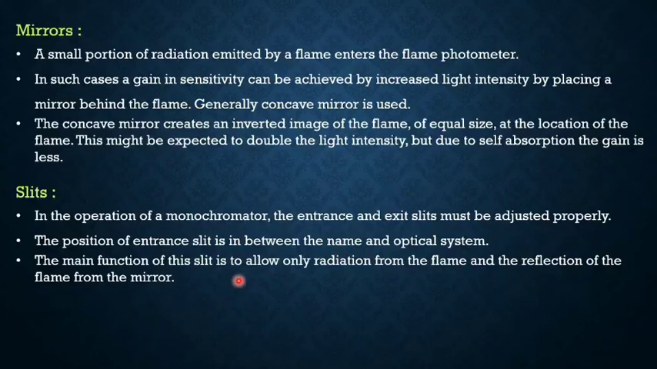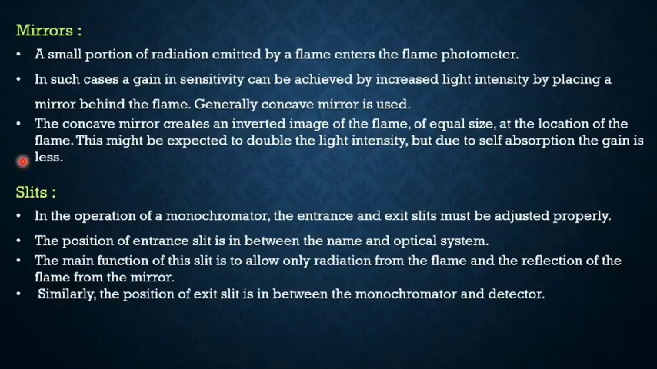The main function of the slit is to allow only radiation from the flame and a reflection of the flame from the mirror. Only the radiation which is coming out from the flame and the reflection which is coming out from the mirror is allowed to pass through the slit.